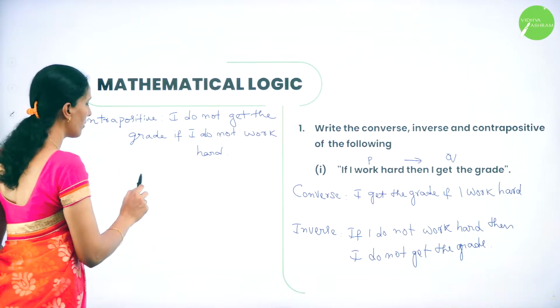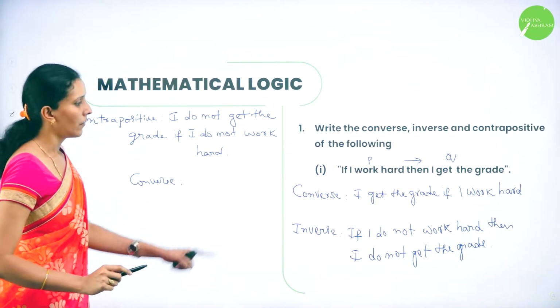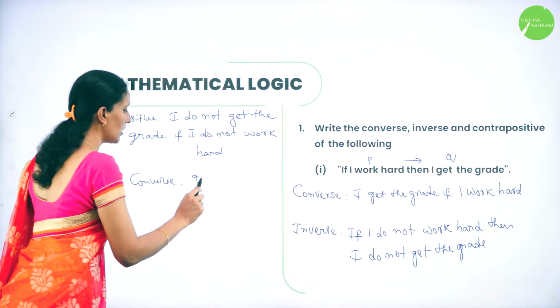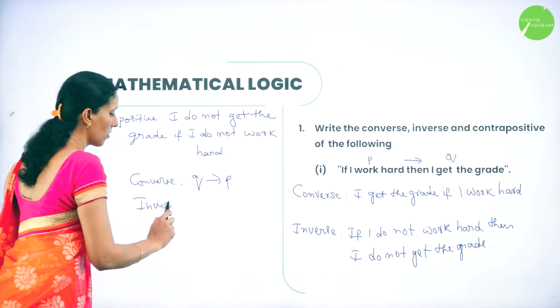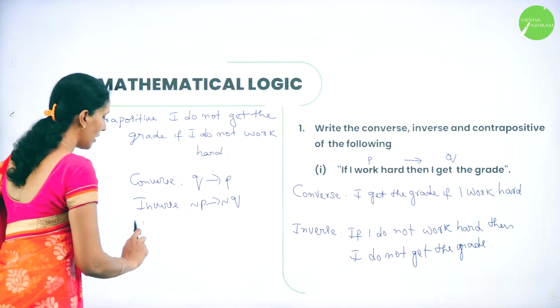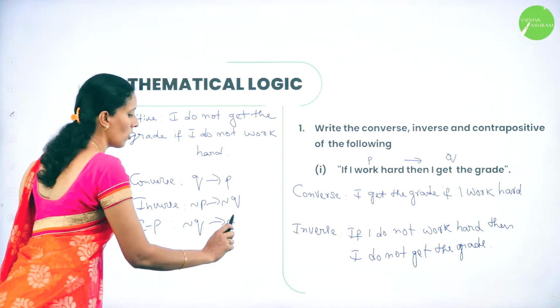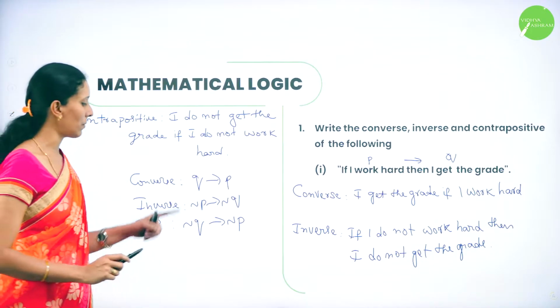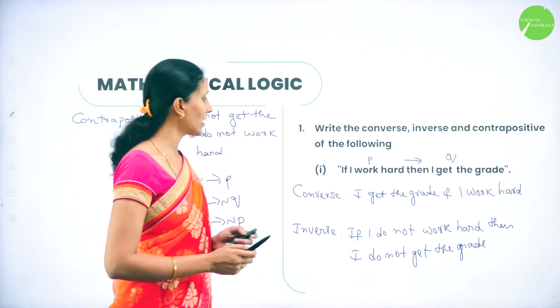Remember, converse is the reverse of P implies Q, that is, Q implies P. Inverse is not P implies not Q, and contrapositive is not Q implies not P. So all are conditional statements in different forms. So let's see the next problem.